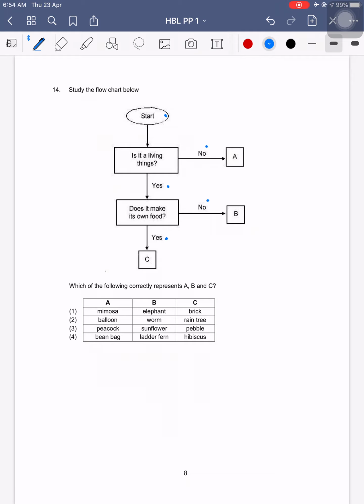Okay, so let's try to think. How would you describe A? Now if it's not a living thing, we will say it's a non-living thing. Okay, now what about C? It is a living thing and it makes its own food. Well, it will be a plant. Okay, so what about B? B can be anything that is not a plant. Okay, it could be an animal. Alright, so which one of the following correctly represents A, B and C?